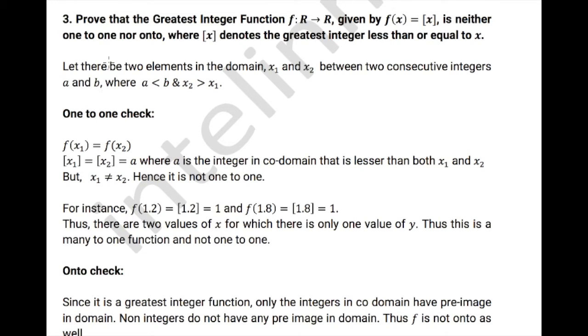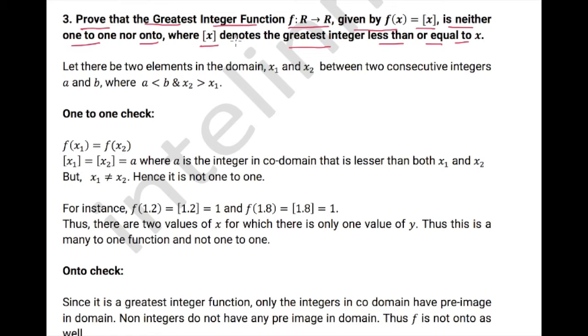We need to prove that the greatest integer function, which is defined from R to R, given by f of x equal to greatest integer function of x, is neither one-to-one nor onto, where GIF of x, greatest integer function x, denotes the greatest integer less than or equal to x.